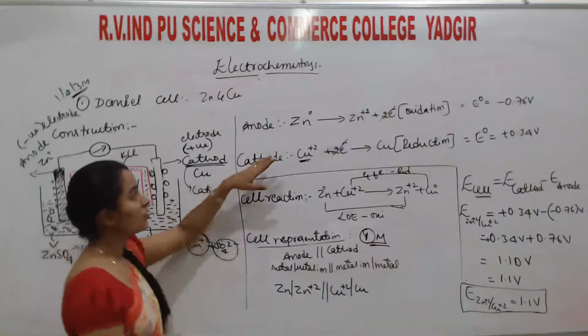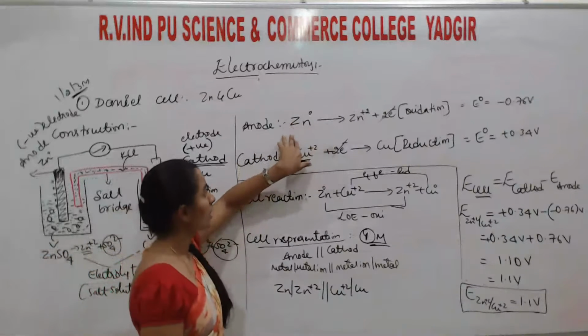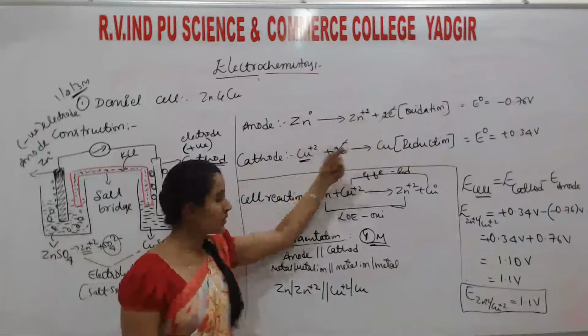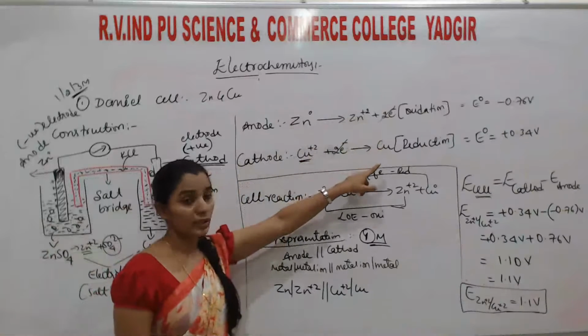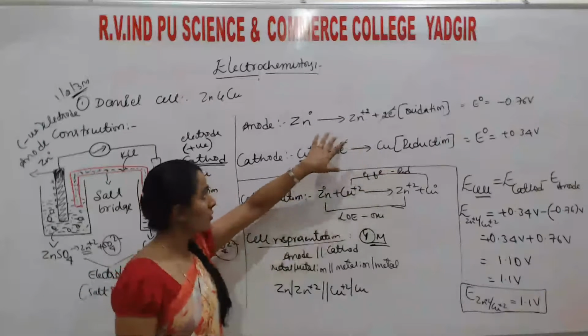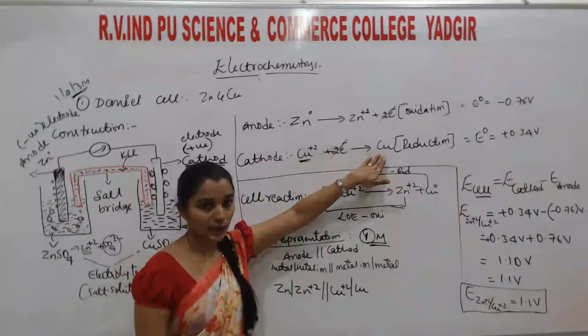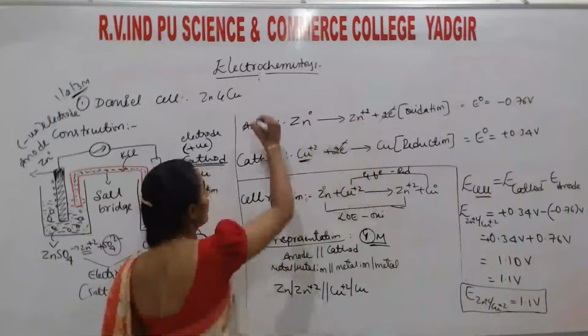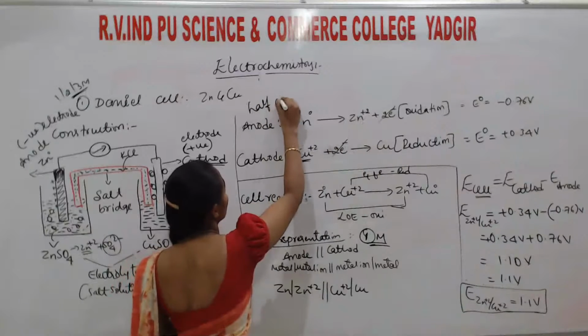Next, two more points: always at the anode oxidation takes place, always at the cathode reduction takes place. So either the oxidation or the reduction process is right. These two are half-cell reactions.